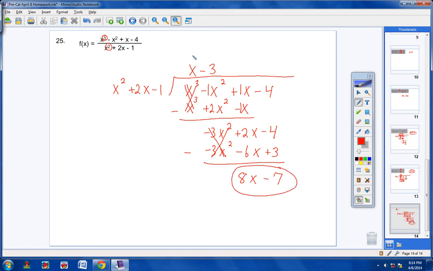So this is your quotient up here, x minus 3. So you set that equal to y, and that will be your slant asymptote. Y equals x minus 3.